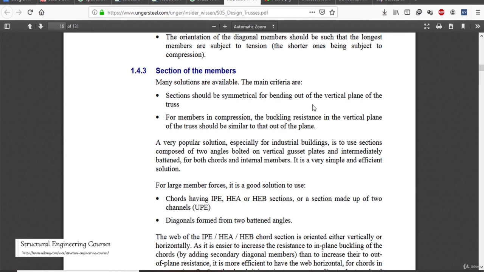So section should be symmetrical for bending out of the vertical plane of the truss, and for members in compression, buckling resistance in the vertical plane of the truss should be similar to that out of the plane. That is, the section should be square hollow sections.